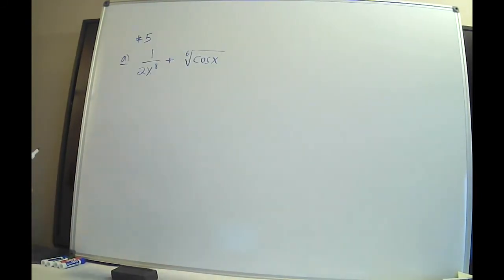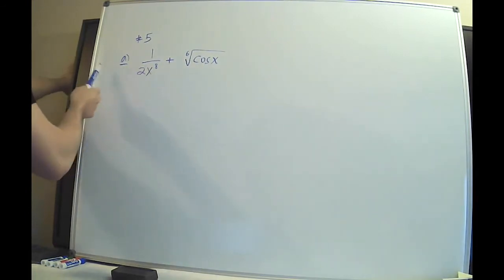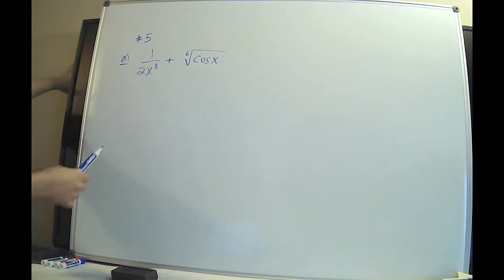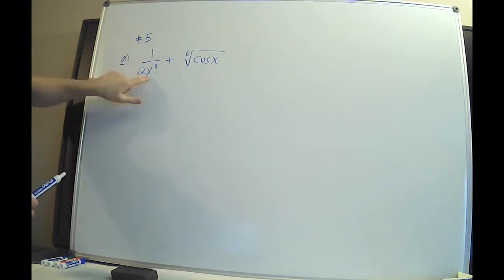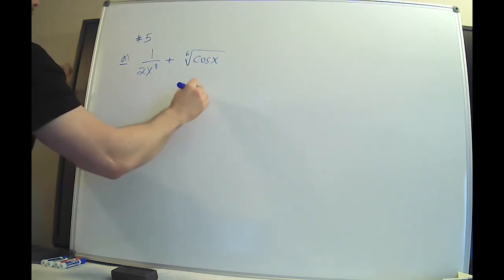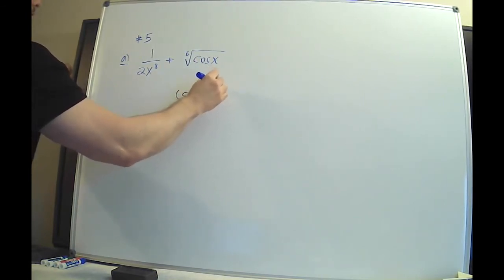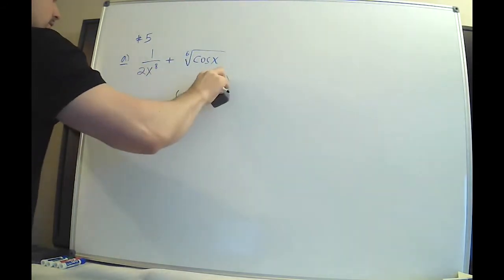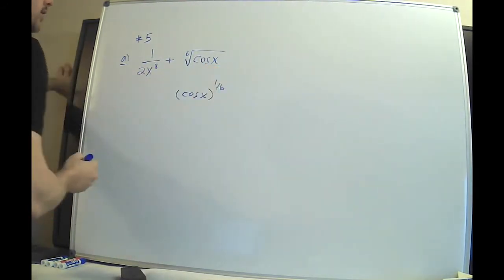All right, this is a modified version of 5a. I eliminated the first term because it's moronically easy. I'm only doing the 2 terms that people could get wrong. I have to rewrite this one and this one. This one is going to be cosine x to the 1/6 power. How do I know that? Because it's a radical with a 6 there. This is the 6th root.